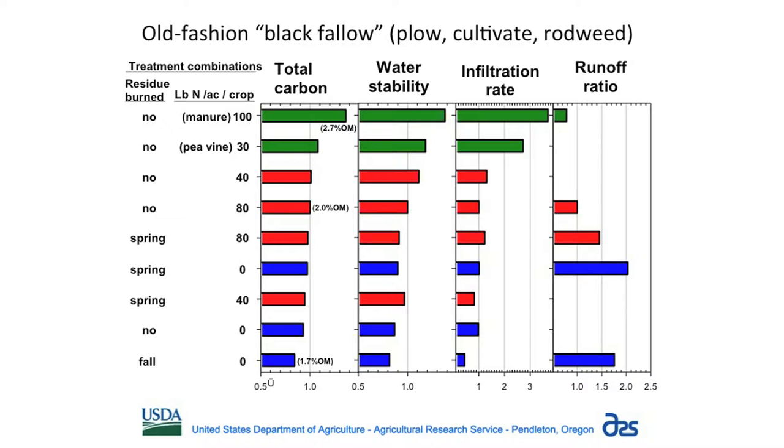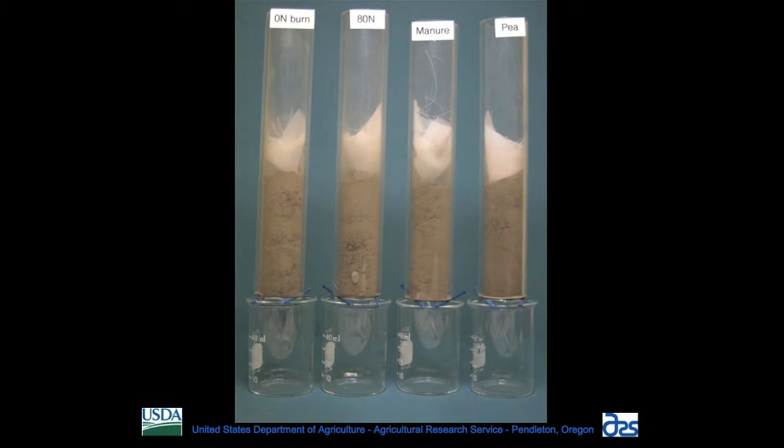This is a runoff ratio, so if we did the intensive work of measuring all the water that came off these plots, indeed this infiltration rate that we measured with a test in the field does relate to how much rain runs off those plots. So here's the same soil. Here's our manure, here's our pea vine. These are a little bit higher in soil organic carbon after all those years of adding those amendments. Here's our lower soil carbon. Here's our typical system, where we burned and didn't put on any nitrogen.